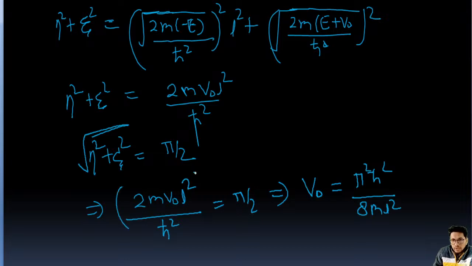So it means to the power 1 by 2 equal to pi by 2. So this is the correct one. Zeta square is this, so root of zeta square plus this is pi by 2. We will solve it, and this is the answer, guys. Let me just check the time. We are going to solve one more question actually.